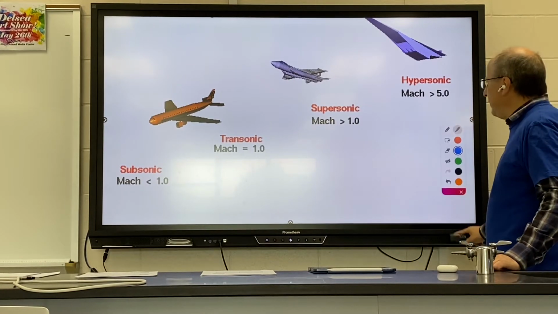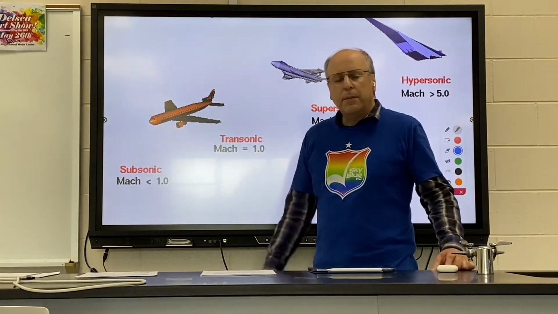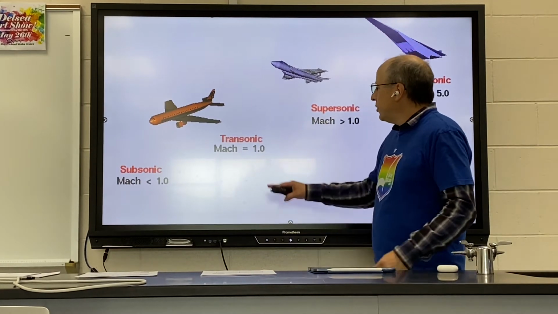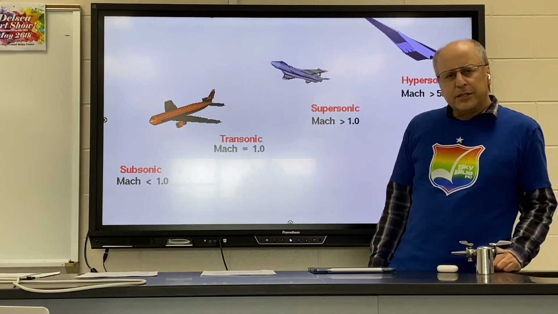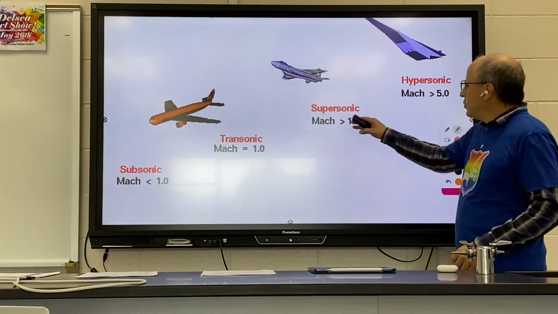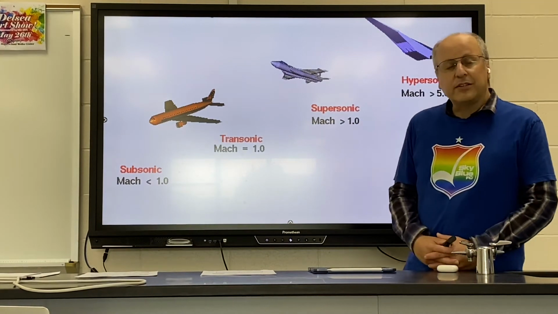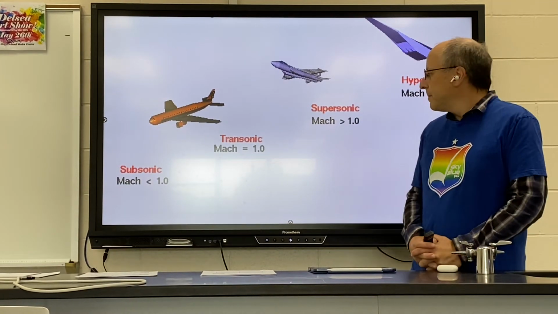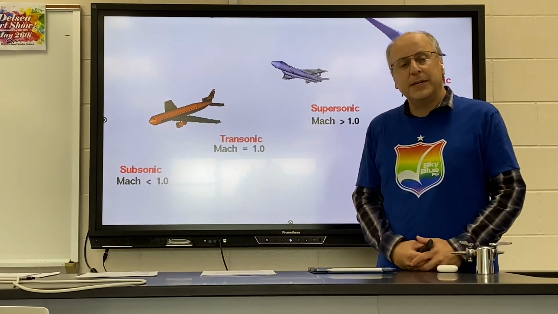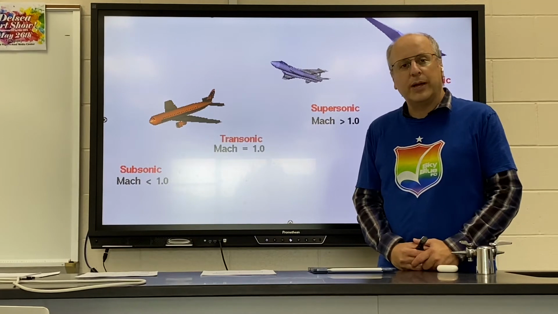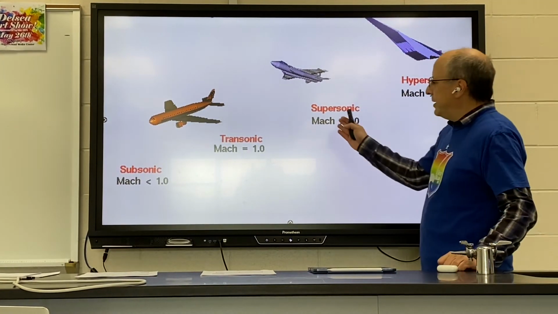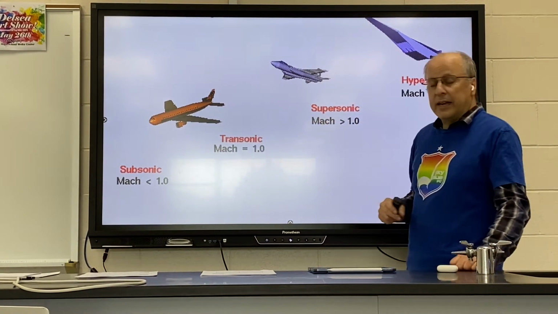There's also some names for these. So if you're below Mach 1, it's often referred to as subsonic. Transonic is when you're right around the speed of sound and you're experiencing all that turbulence. Supersonic is when you're traveling faster than the speed of sound. If you're going really fast, 5 times or more the speed of sound, it's sometimes referred to as hypersonic. All right? The real transition, though, is going from subsonic to sonic.